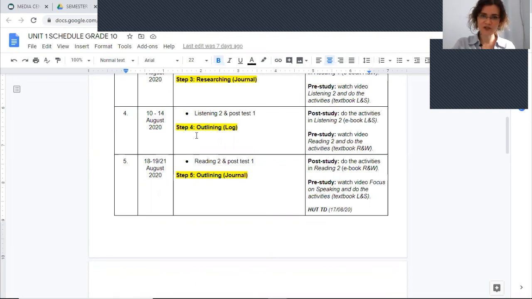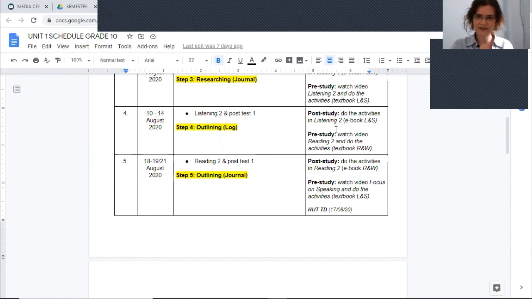Your focus this week should be on outlining for your speaking test. So you should make an outline, which is in your log. You can just open your log and you see your outline there. If you have questions, you can ask me. Your post study will be listening to. So you have to go to the ebook, listening and speaking, and then you can do the activities for listening to.